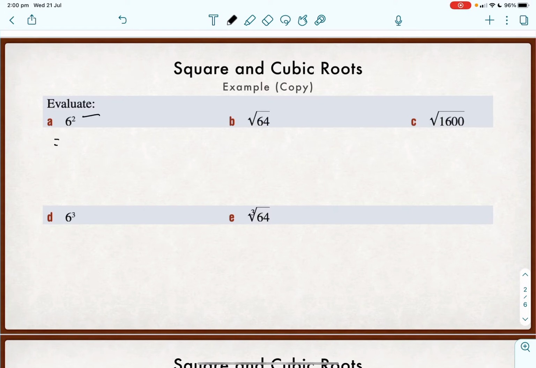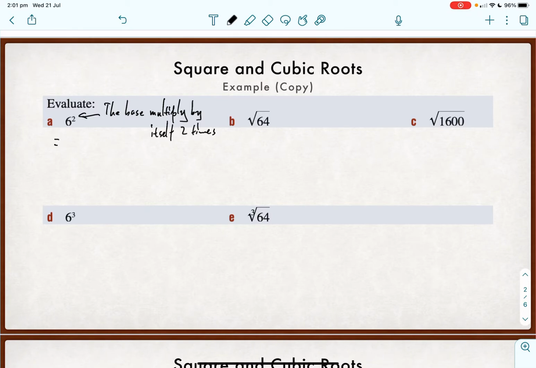This number, the index, means the base number multiply by itself 2 times. Square means 2, cubic means 3.